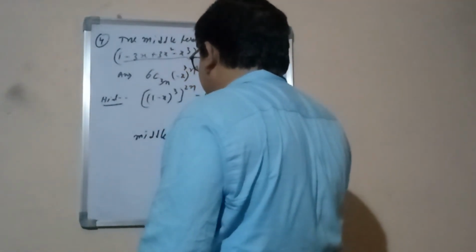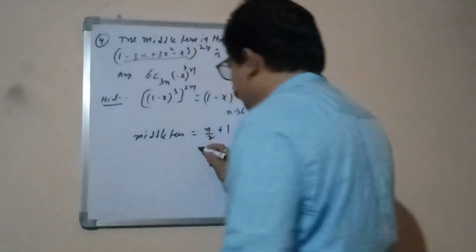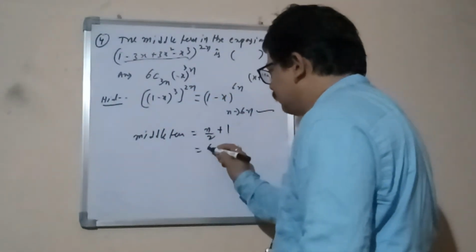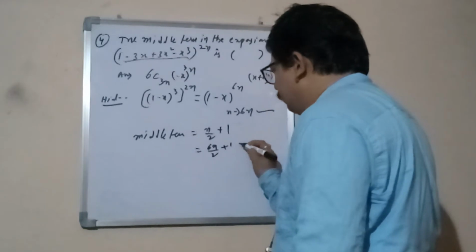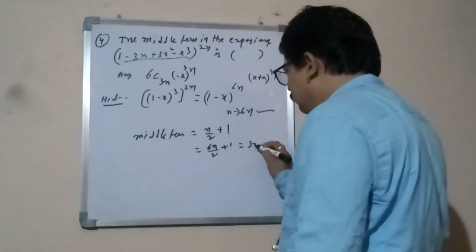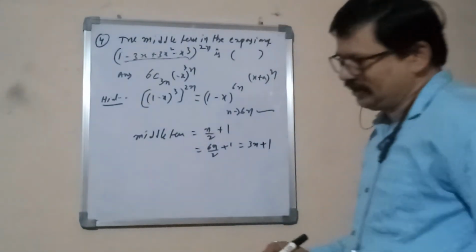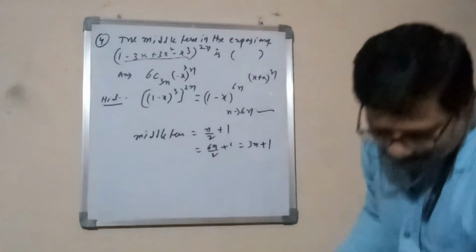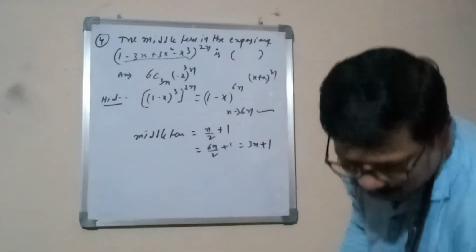Middle term means n/2 + 1. You substitute here: n + 6n/2 + 1, what is that? 3n + 1. 3n + 1 means here, listen carefully, look here.